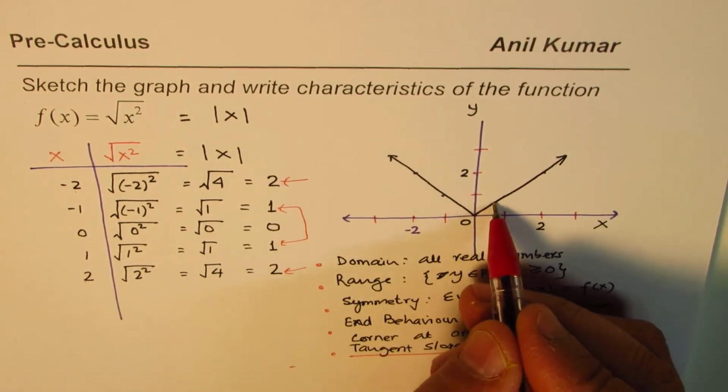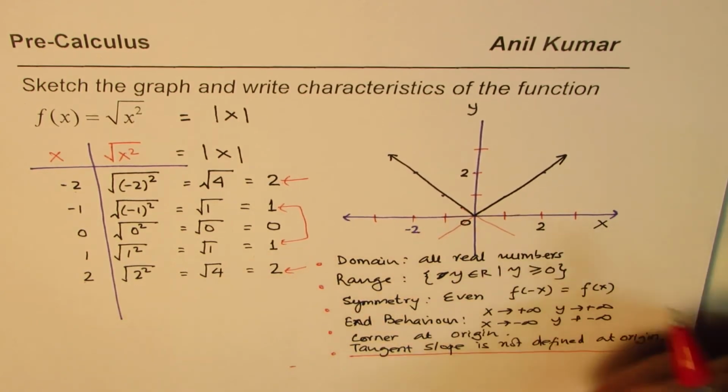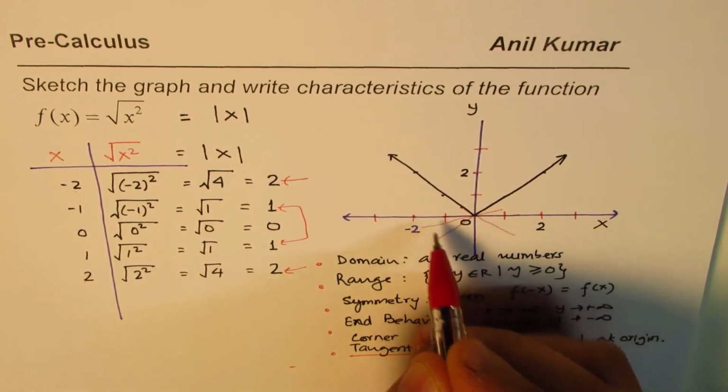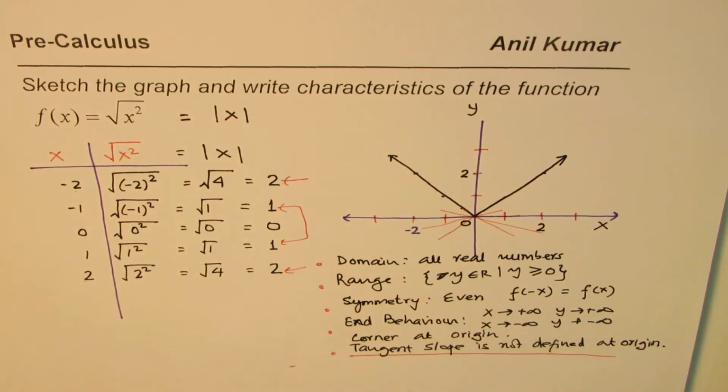Since you could see that I could draw a tangent like this, I could draw a tangent like this, I could draw this as a tangent, or for that matter, any line on this paper going through that corner seems to be tangent to the graph. Now, which one should I take? We don't know, right? So it's undefined. So tangent at a corner is always undefined, and that is what you learn from this particular function, right? So there are many other characteristics.